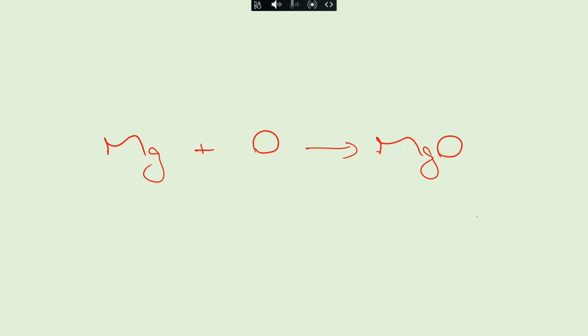Now, here's a reaction equation. It's actually not correct at the moment. Oxygen is diatomic. It comes in pairs. It doesn't come by itself as O, it comes as O2. Okay, so that part is better.